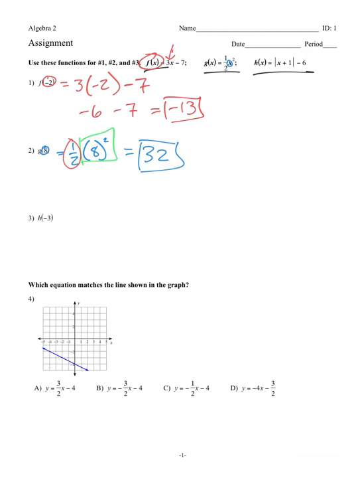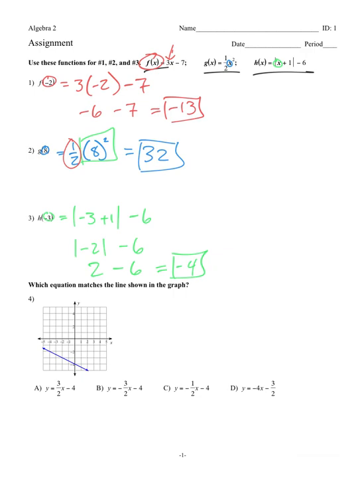Okay, last one, I'm going to put in -3 for h, where the x is. So I get the absolute value of -3 plus 1 minus 6. Okay, the absolute value, so I do -3 plus 1, and I get -2. So I get the absolute value of -2 minus 6. Well, the absolute value of -2 is 2. So I get 2 minus 6. 2 minus 6 is -4. There's our answer.